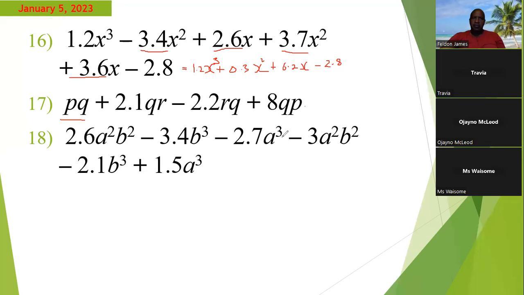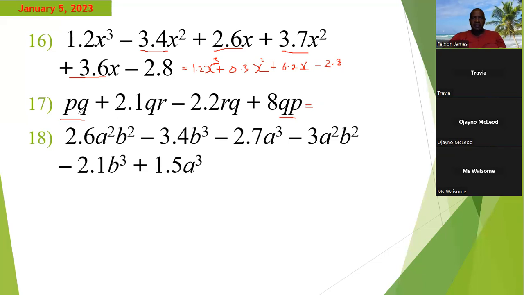So you have PQ and QP. Yes, sir. So why are these like terms? They have the same variables, sir, just that they're not in the same order. Right, they have the same variables. So it's like saying 2 times 3 is the same as 3 times 2. Yes, sir. Right. So even though the orders are different, because they have exactly the same variables, they are also like terms.